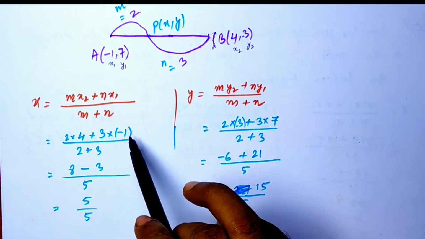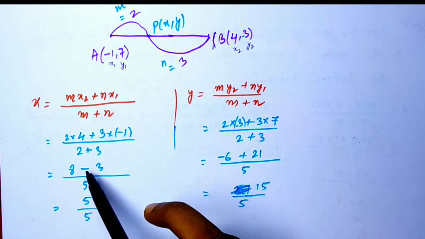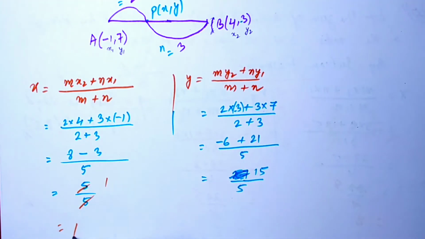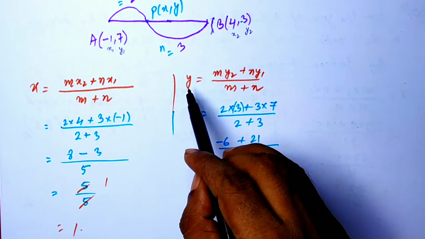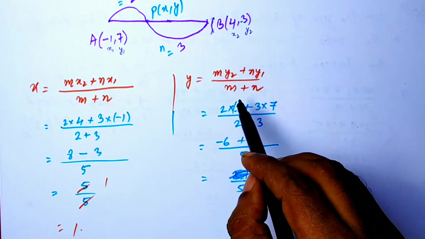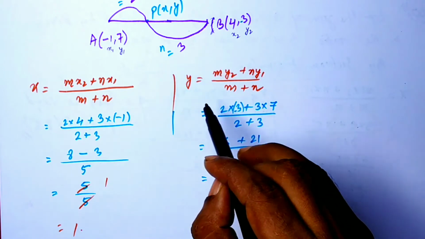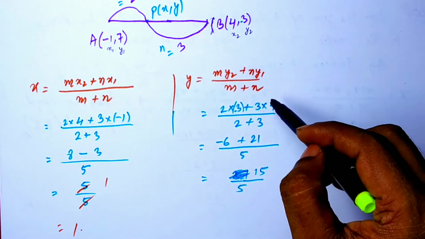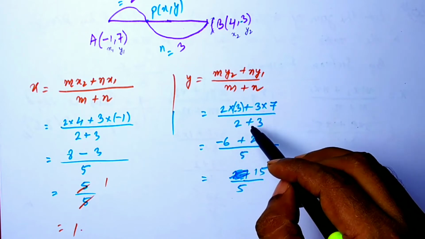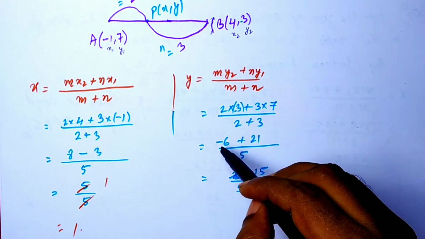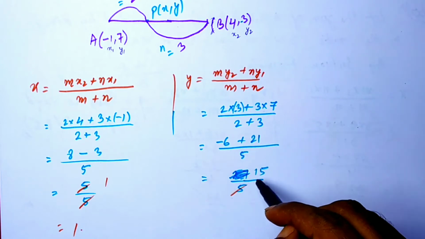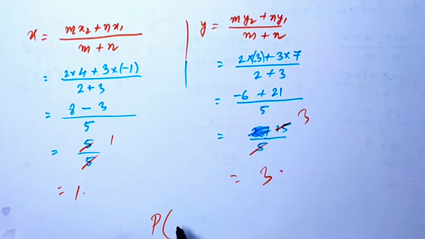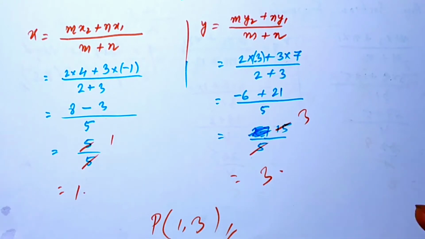Since it is negative, we have written it inside a bracket. So 2 times 4 is 8, plus 3 into minus 1 is minus 3, 8 minus 3 is 5, so 5 divided by 5 is 1. Now we find the y value: (my2 plus ny1) divided by (m plus n). m is 2, y2 is -3, n is 3, y1 is 7, and m plus n is 2 plus 3. So 2 times -3 is -6, 3 times 7 is 21, 21 minus 6 is 15, so 15 divided by 5 is 3. So our point P(x, y) is (1, 3). This is our answer.